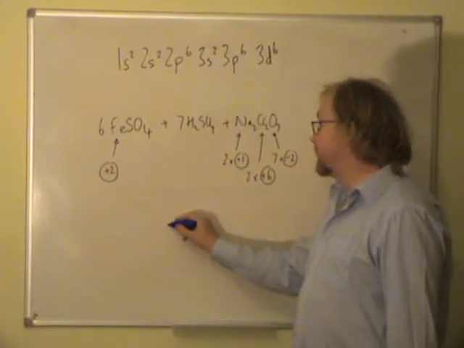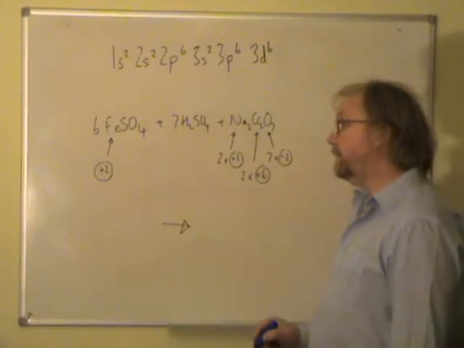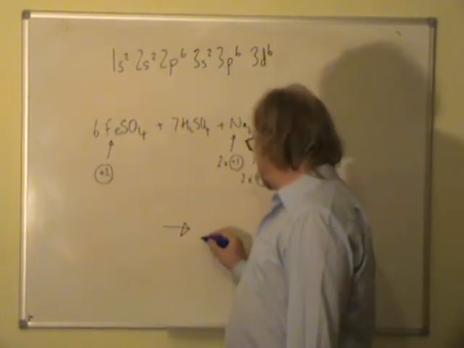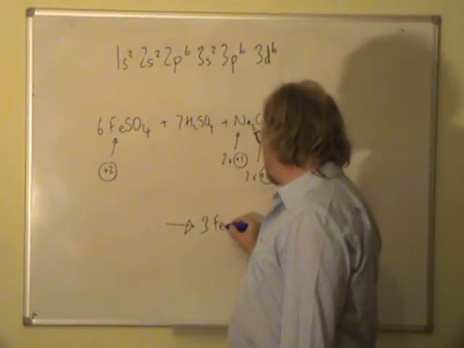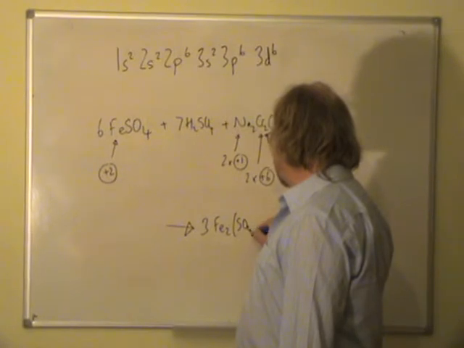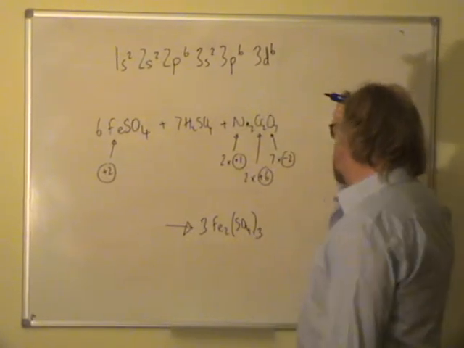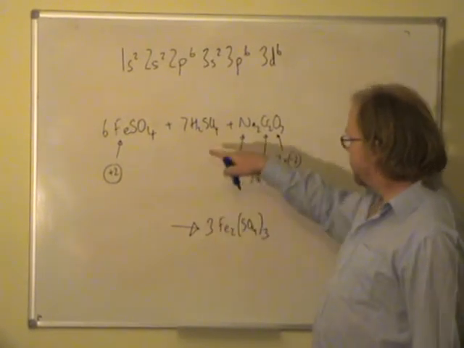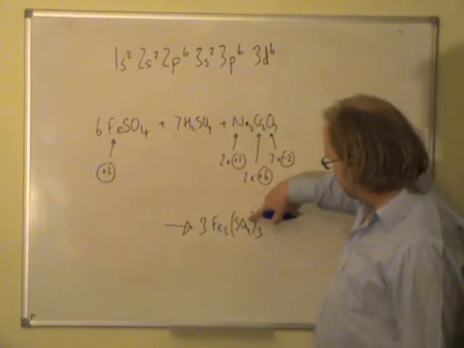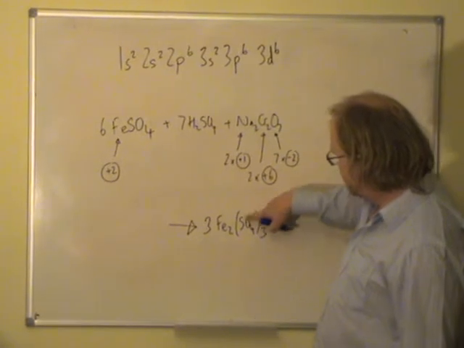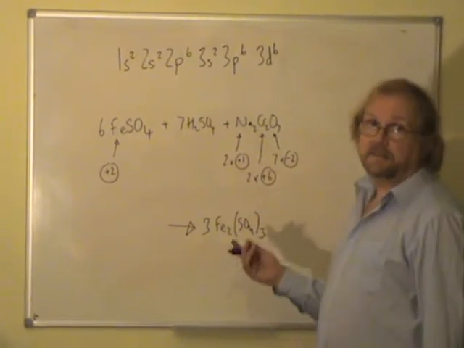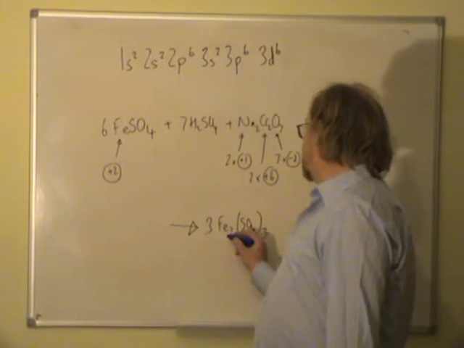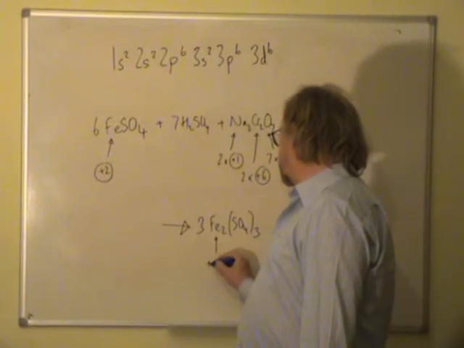Now on the product side, we've got 3 Fe2(SO4)3. So again, you can see the sulfate bit hasn't changed, but the iron has this time, because 3 lots of sulfate take you to 6-, so those 2 ions must each be 3+. So those are +3.